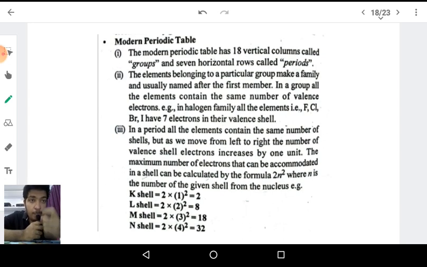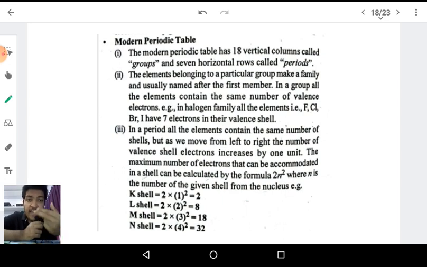The maximum number of electrons which can be accommodated in a shell is given by the formula 2n square, where n is the number of the given shell. So for the K shell, n is equal to 1, so the total number of electrons which can be accommodated is 2. That is why helium has a maximum of 2, because it has only the K shell.